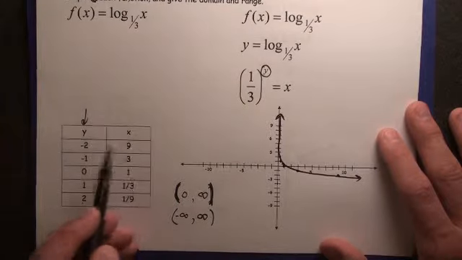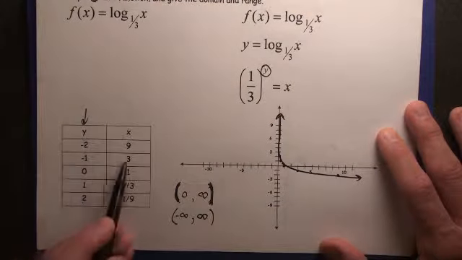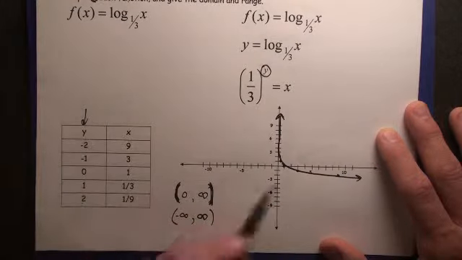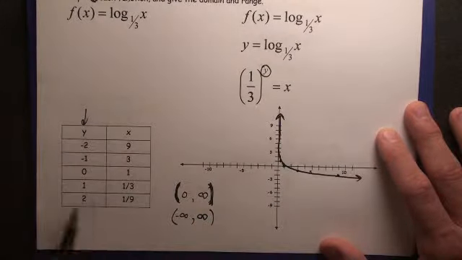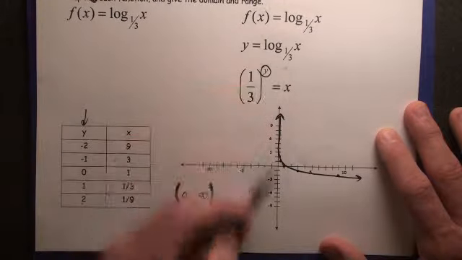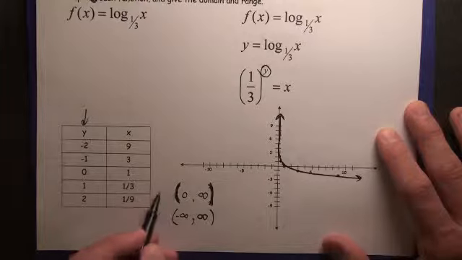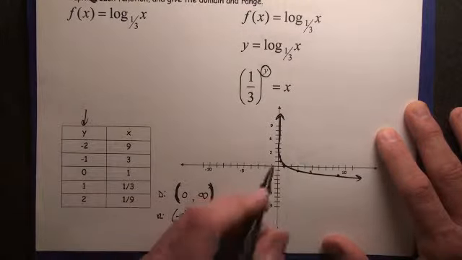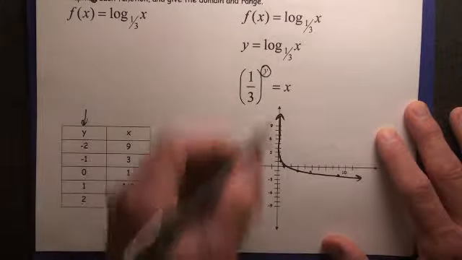We're going to go to the right 9 and down 2. To the right 3, down 1. To the right 1, up 0. To the right 1/3, up 1. To the right 1/9, up 2. So we end up getting this graph, which has a vertical asymptote. Therefore, our domain is from 0 to infinity, and our range is from negative infinity to positive infinity. That's our range, up and down.